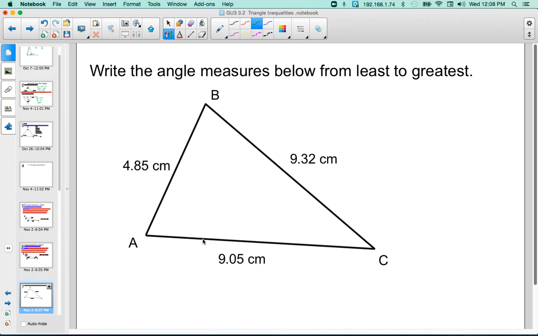Write the angle measures below from least to greatest. Here's why I'd want to do that. Well, I want to identify them first. So let's find my smallest side because it says from least to greatest. So let's see, smallest side is this one, 4.85. Looks like C is the smallest angle. So I go angle C is less than.